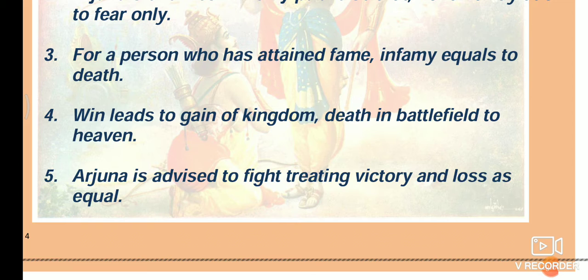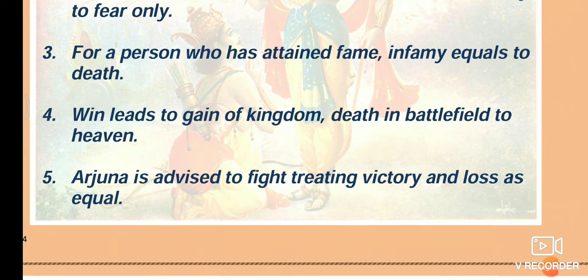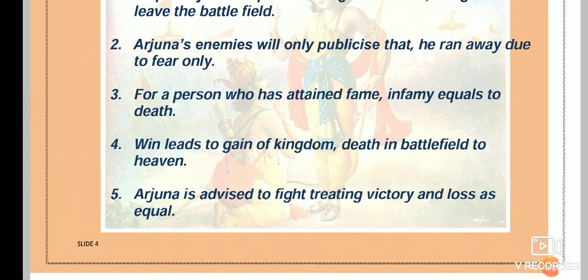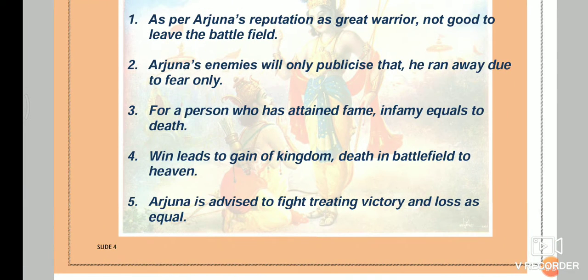In both ways, attaining the kingdom, the joys of the kingdom, is guaranteed. So in this way, Krishna tries to convince Arjuna with various points. Then at last, Arjuna was advised by Krishna to fight, treating victory and loss as equal. Again, as I told you, this concept of equanimity is treating all the dualities equally.